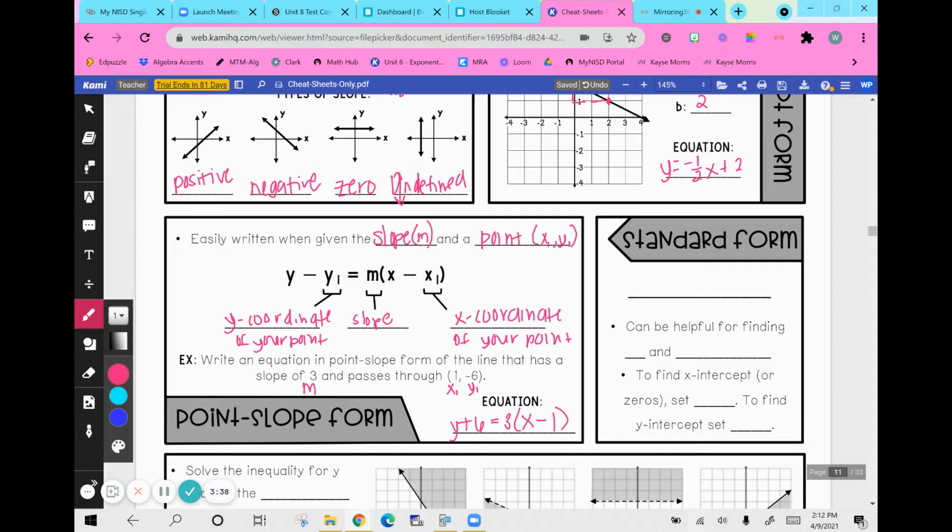Then it's a standard form. That is ax plus by equals c. It says it can be helpful for finding x and y intercepts. So if you're wanting to do that, it says to find the x-intercept or the zeros, remember, set y equal to 0. To find y-intercepts, you're going to set x equal to 0. So let's see, I want to show you an example of that.